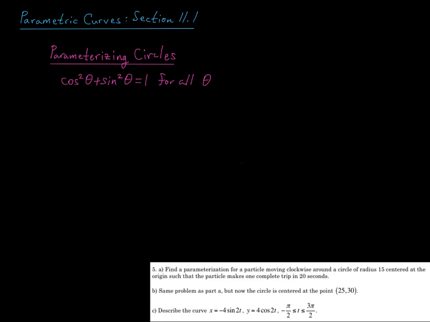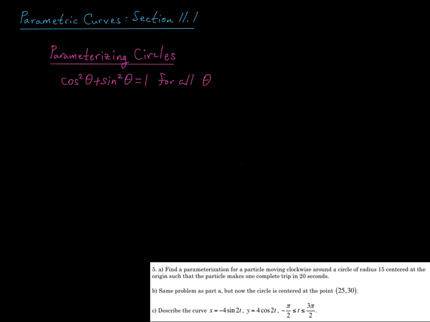Okay, so next up on the worksheet is question 5, but before we jump into that problem, I wanted to discuss something a little more general, and this is on parameterizing circles. And our starting point here is the Pythagorean identity, which says that cosine squared of theta plus sine squared of theta is equal to 1 for all values of theta.